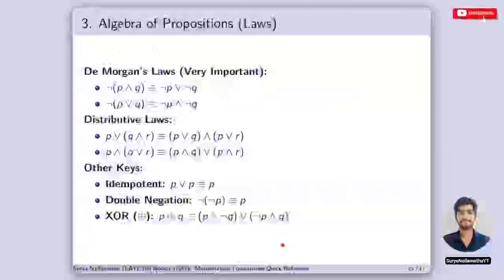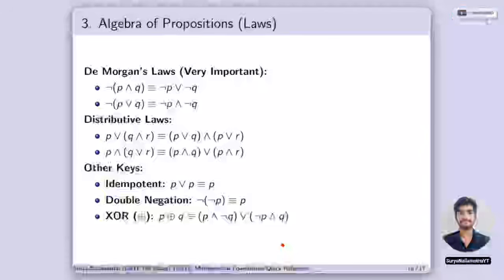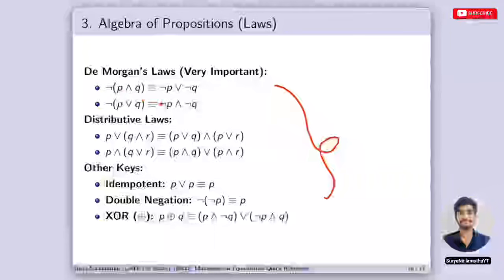And next one is De Morgan's law. It is a very important law in the algebra of propositions. For De Morgan's laws, these are very important formulas. Negation of P and Q is equal to negation P or negation Q. And negation of P or Q is equal to negation P and negation Q.